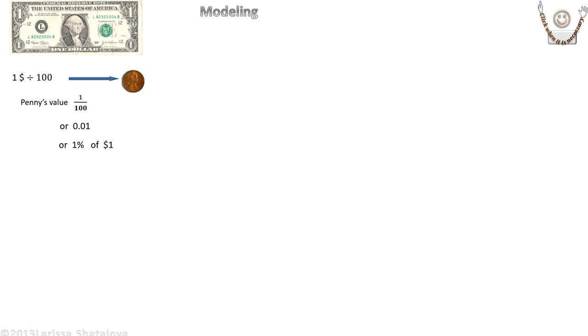From this modeling, you can see that 1% means 1 part per 100. The percent symbol represents a denominator of 100. Thus, 1% equals 1 over 100 or 1/100th in decimal. Percent represents a fraction where the denominator is always 100, not more, not less.